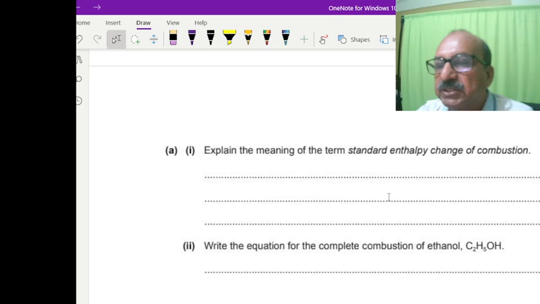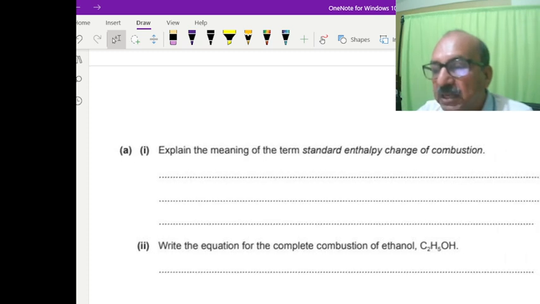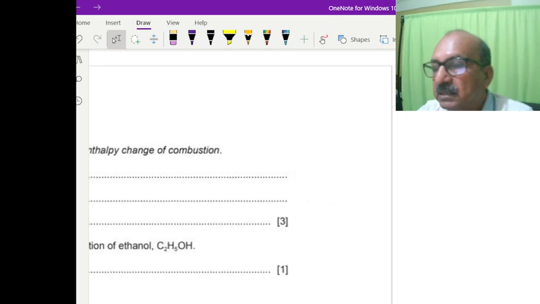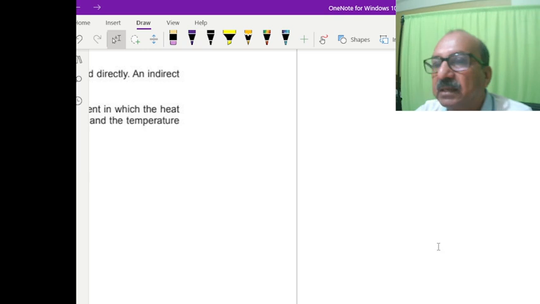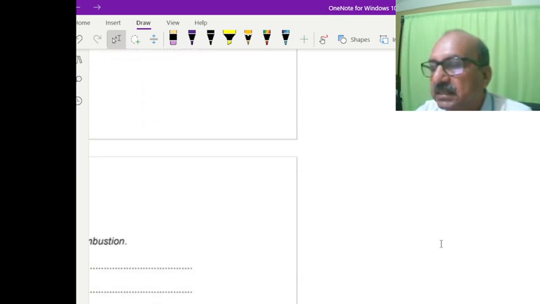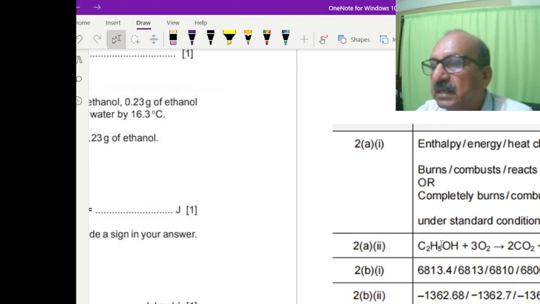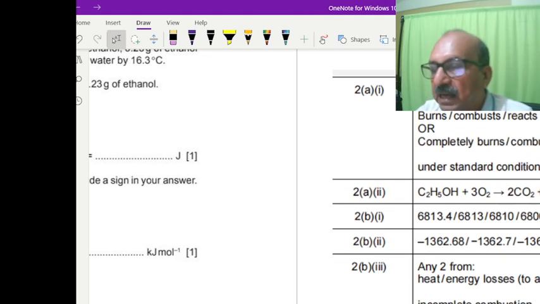Now the first question says, explain the meaning of the term standard enthalpy change of combustion. So you have to define it. It carries 3 marks, so the keywords are important. Combustion obviously means that the substance is being burnt, right? The substance is getting oxidized. So let's see what the definition for the enthalpy change of combustion is.